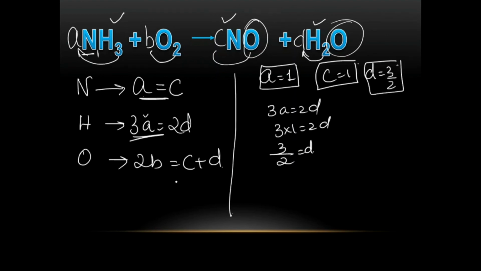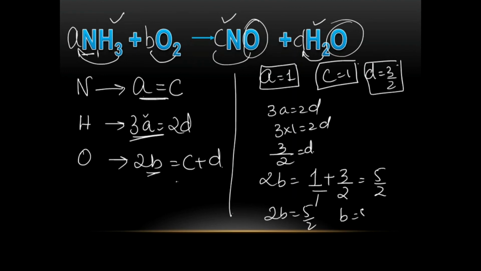Now here we have to find B. So 2B equals C plus D. C we know is 1, D is 3 by 2. Take LCM, you get 5 by 2. So 2B equals 5 by 2, B equals 5 by 4. Got it? We got B equal to 5 by 4. Don't worry about the fraction. We have a method to solve that problem.